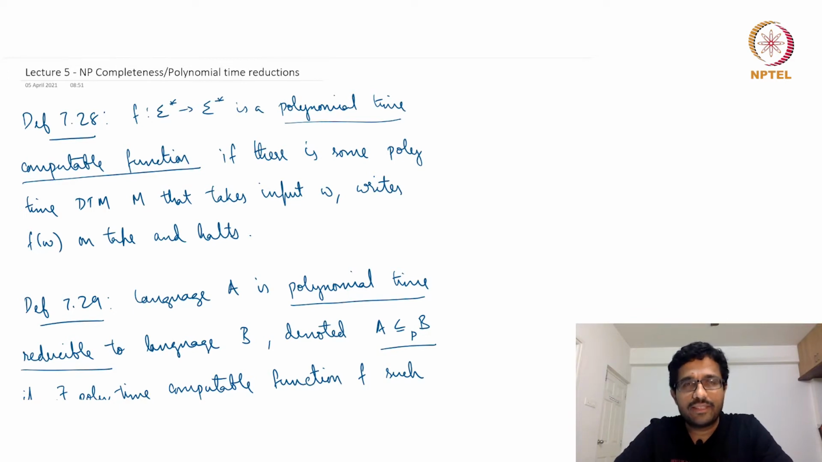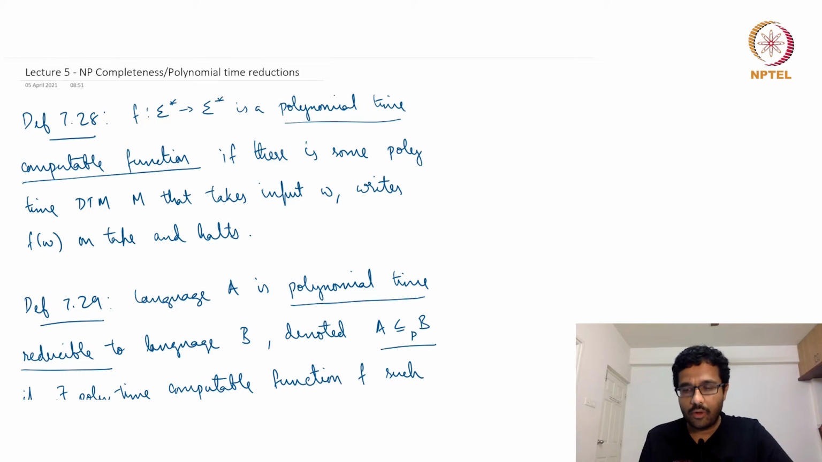Hello and welcome to lecture 5 of computational complexity. So far we have seen the classes P and NP, and we have seen the language SAT. Today, the next important concept that we will see in this course is that of NP-completeness.